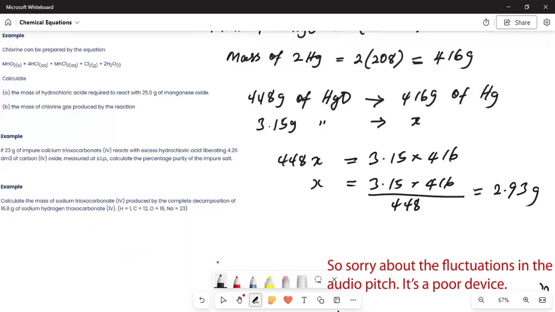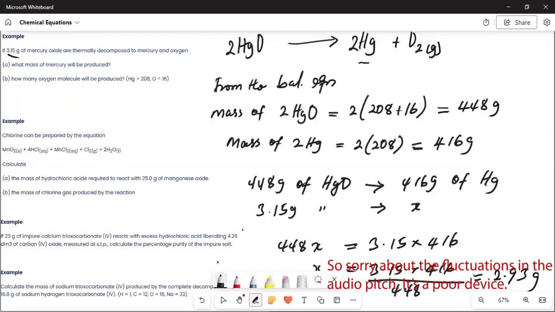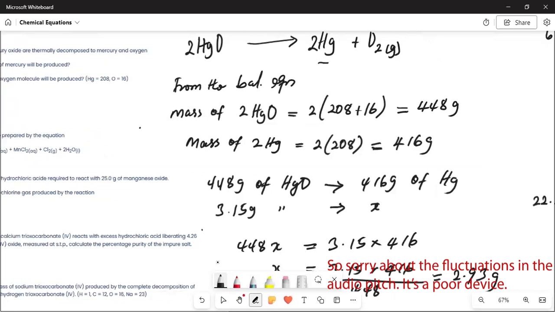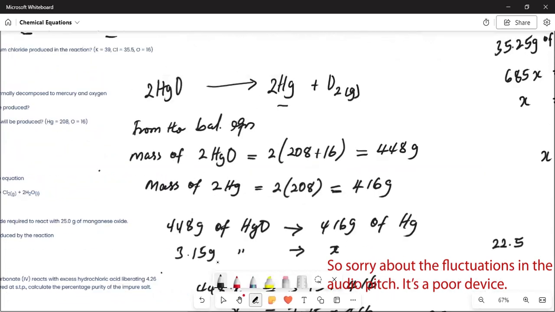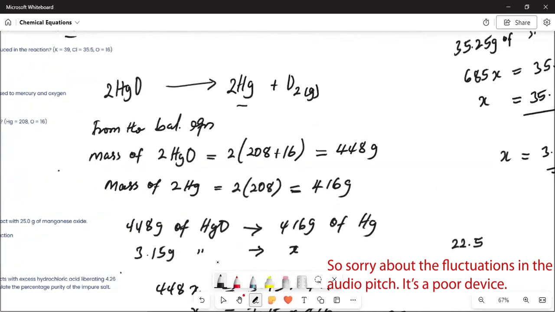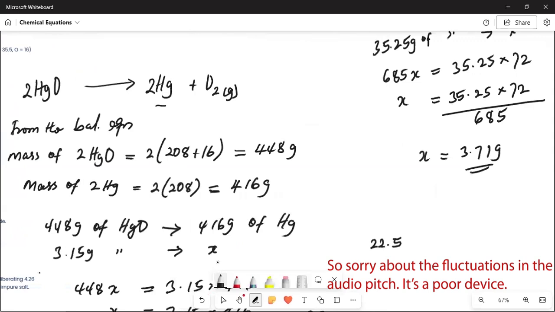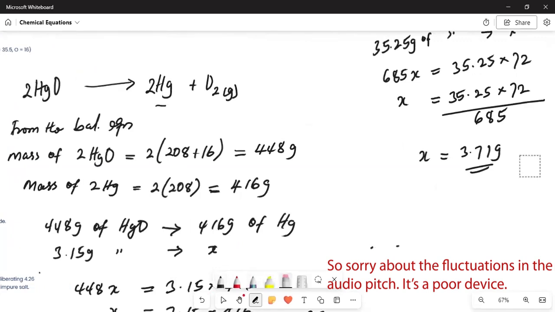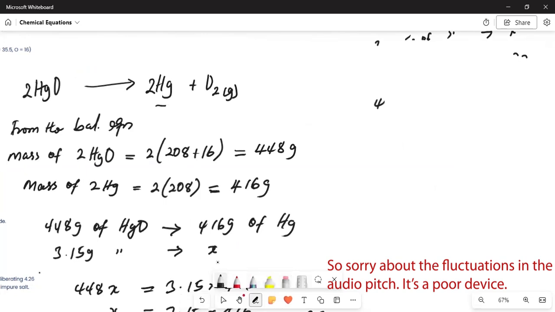And the second part of that question is how many oxygen molecules will be produced? From the balanced equation, 1 mole of oxygen is produced from 448 gram of mercury oxide. Then what will 3.15 give? Let's do that. 448 of mercury oxide gives 1 mole of oxygen.